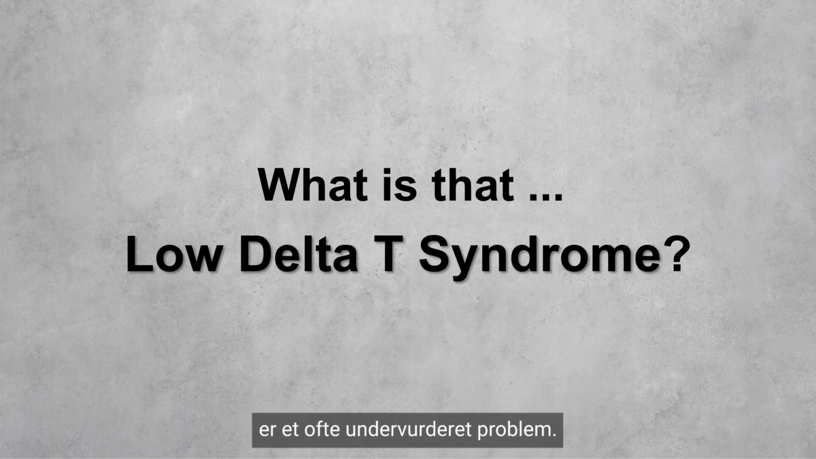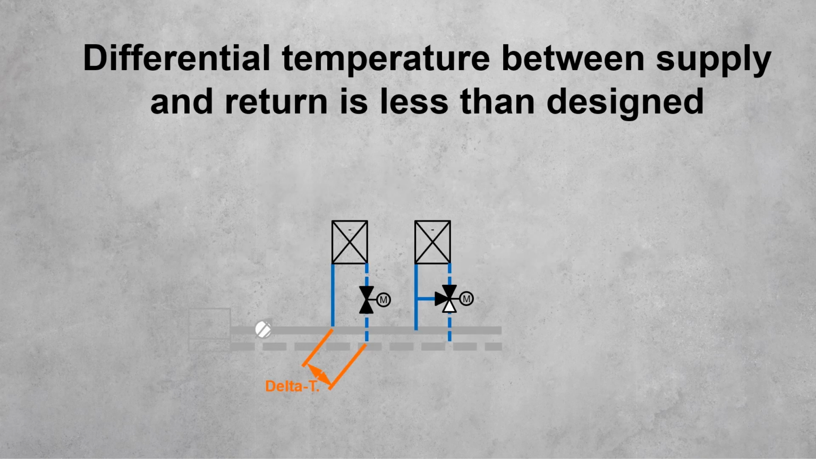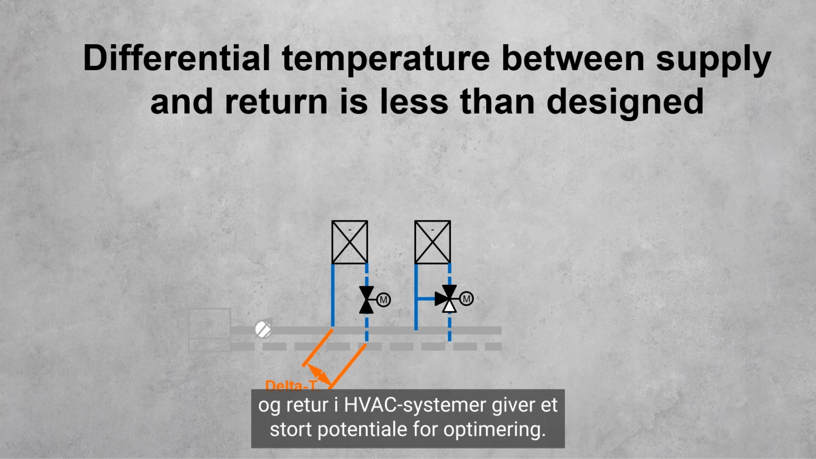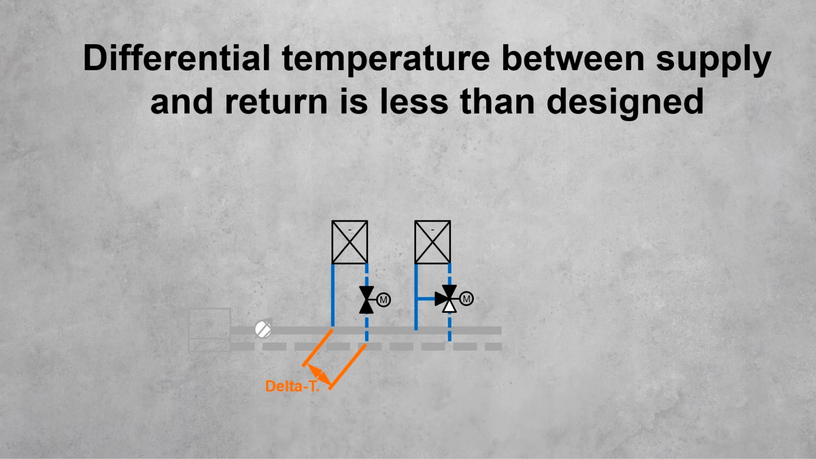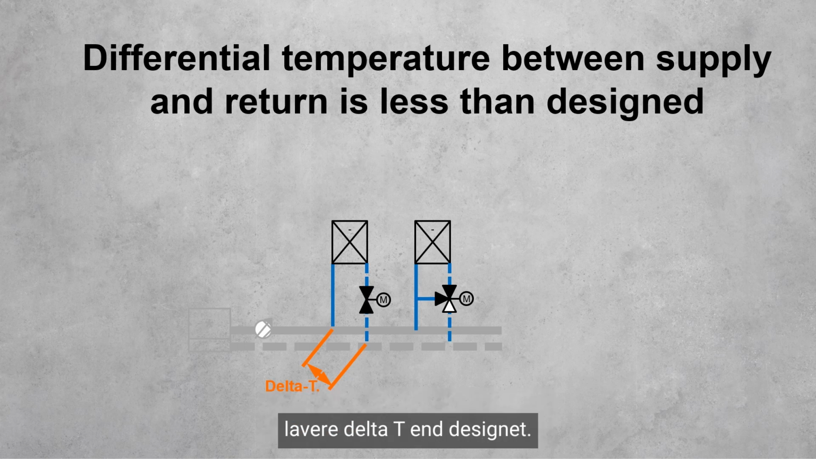Low delta T syndrome is an often underestimated problem. But what exactly does it mean? The often too low differential temperature between supply and return in HVAC systems offers great potential for optimization. Many heating and cooling systems are operated with a much lower delta T than designed.